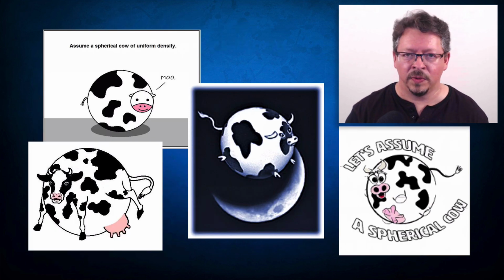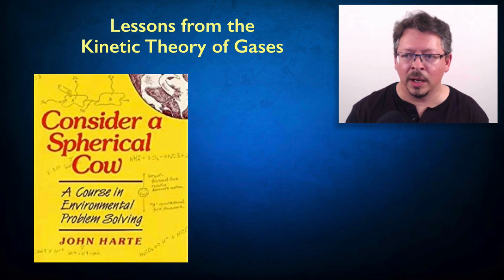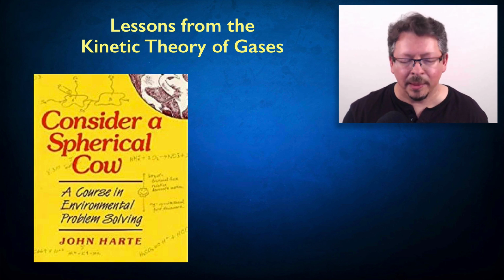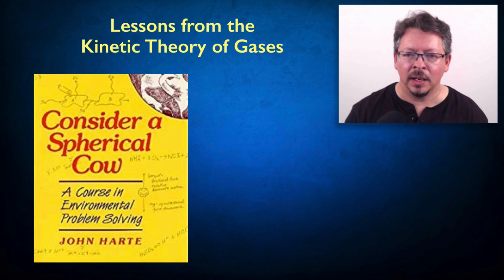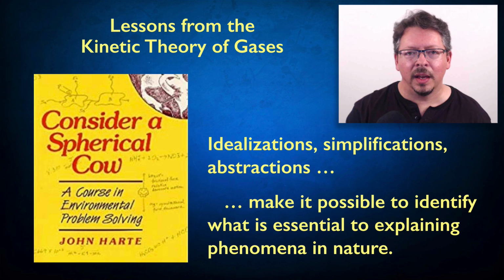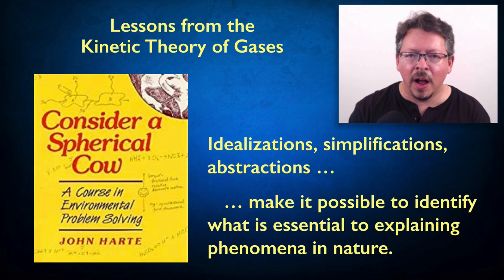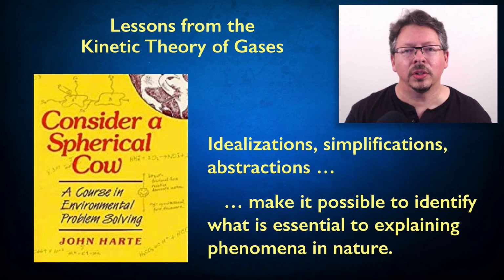If you Google this phrase, you'll find lots of images of spherical cows. This textbook by John Hart is on modeling techniques in environmental science and ecology, and it plays up the role that abstraction and simplification play in revealing patterns that are embedded in the natural variation that we see in nature. And that's the key here. That's the secret. These idealizations, these simplifications, these abstractions, though often strictly false, make it possible to identify the key variables and the patterns that are essential to explaining phenomena in nature.